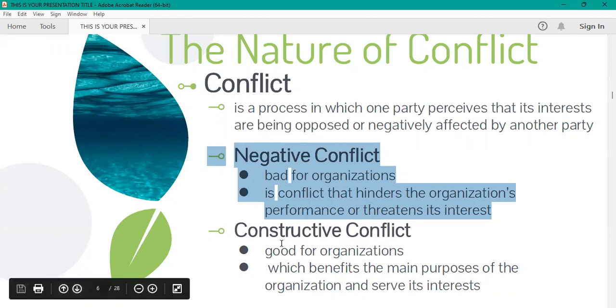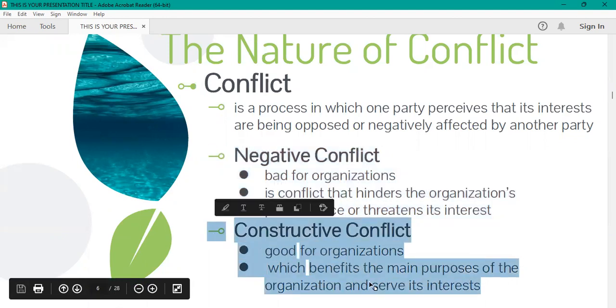Positive conflict leads to productive output. So it is good for the organization. It benefits the main purpose of these organizations.